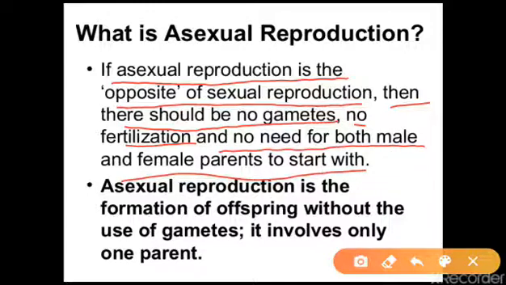As we will see in sexual reproduction, there will be formation of gametes, there will be fertilization, and they also need two partners, the male partner and the female partner. But in the case of asexual reproduction, it is fully opposite. Here there will be no gamete formation, no fertilization and no need for male and female. So only one single organism can reproduce into two.